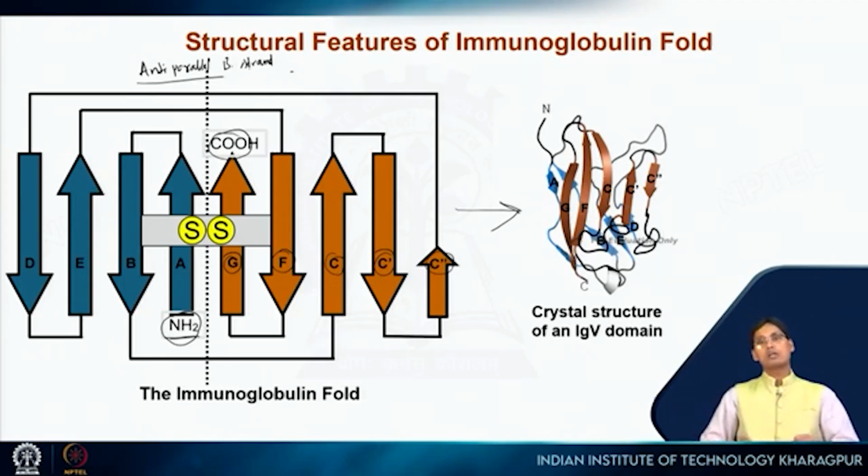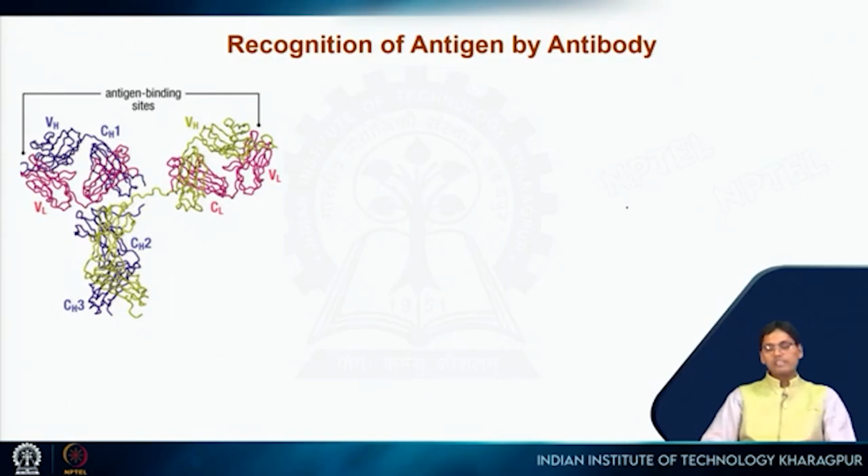So this is the common structural motif of the immunoglobulin fold, and this is very important to understand so that I can discuss the later part of this discussion. So now, if you see the mechanism of antigen recognition by antibody.